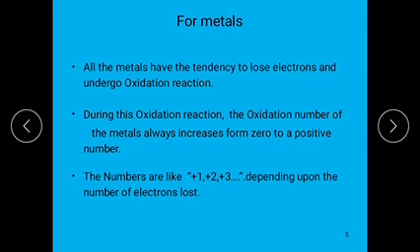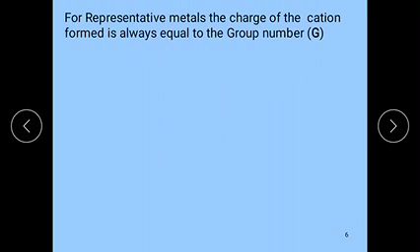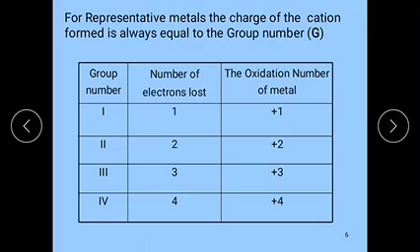In that case, its oxidation number increases from 0 to a positive charge. For representative metals, the charge of the cation formed is always equal to the group number. For first A group elements, the number of electrons lost is 1, so its oxidation number is +1. For second A group elements, its oxidation number is +2, by the loss of 2 electrons.